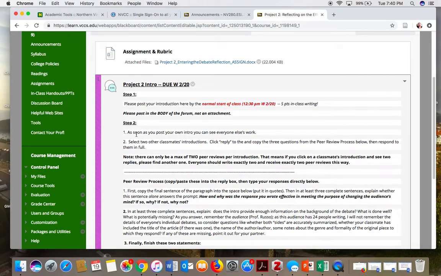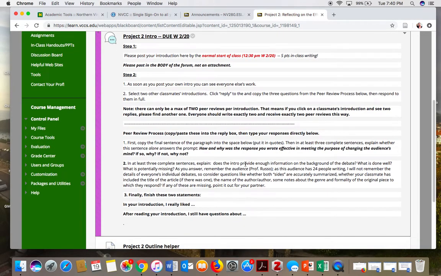As soon as you post your own intro, you'll be able to see everybody else's work. So you're going to select two other classmates' introductions. You're going to click reply to the introduction and copy those 3 questions from the peer review process below and then respond to them in full. Note there can only be a max of 2 peer reviews per introduction. So if you click on a classmate's introduction and see 2 replies, find another one. That way everybody writes exactly 2 and receives exactly 2.